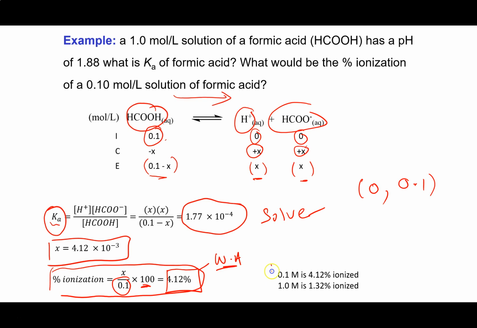So it's got to be less than 100. But here's the thing that's really interesting. The percent ionization is not a constant, right? For our 0.1 mole per liter solution, it was 4.12% ionized, but for our 1 mole per liter solution, it was 1.32% ionized. So it depends on the concentration. Perhaps arguably, the idea of percent ionization is more intuitive for a beginner to understand, but it's less useful for an expert because it is not a constant. That's why we like Kas to tell us how strong or weak acids are.